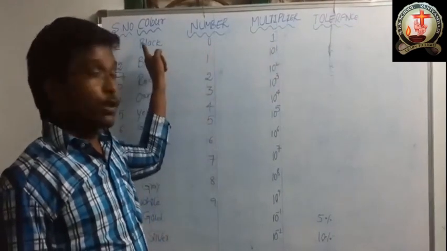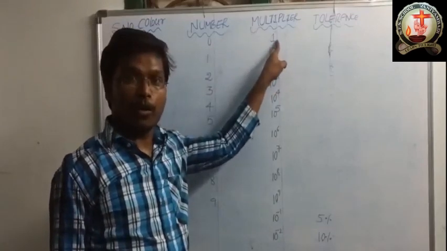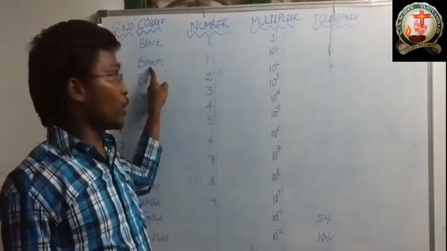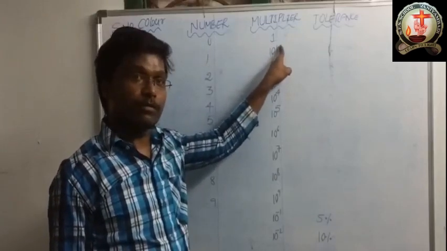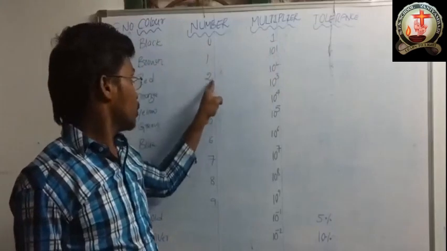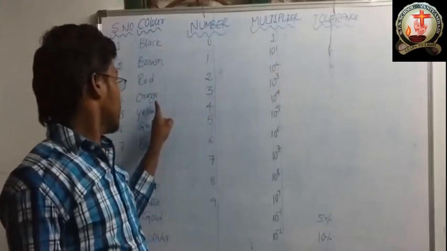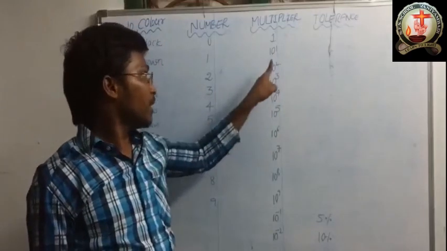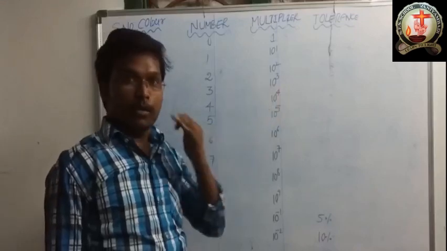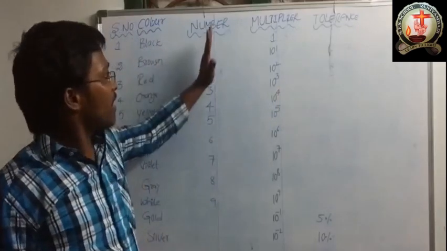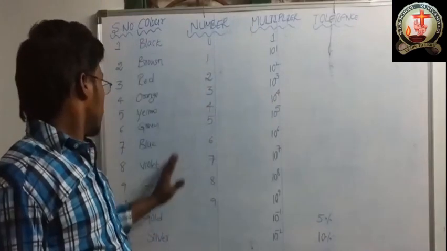Then, suppose this black color, number is 0, multiplier is 1. Next, brown color, number is 1, multiplier is 10 power 1. Red, number is 2, multiplier is 10 power 2. Next one, orange, number is 3, multiplier is 10 cube. So like this, each and every color has one number and one multiplier.